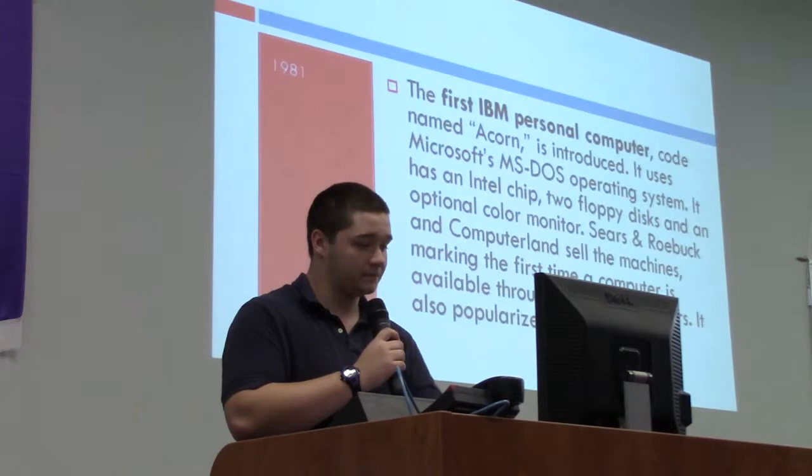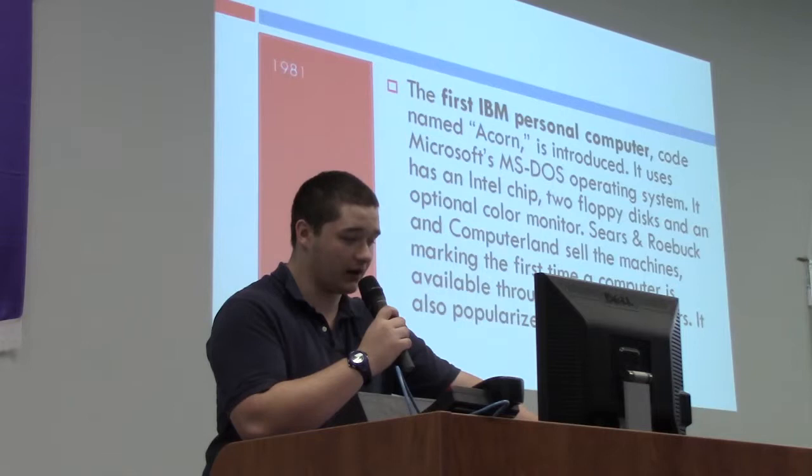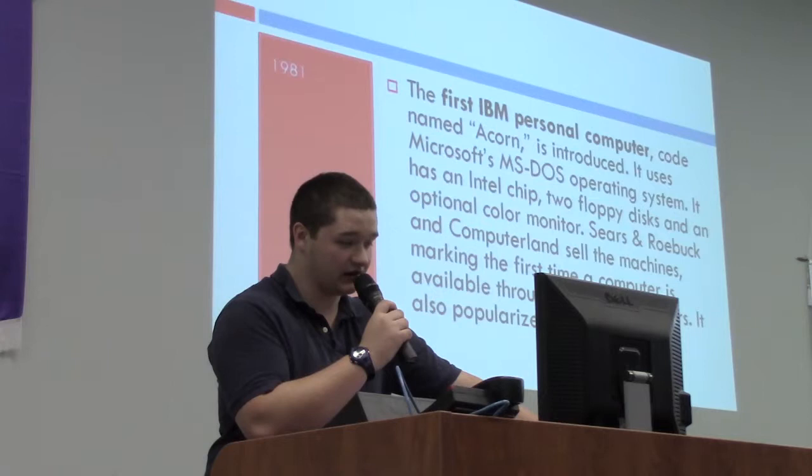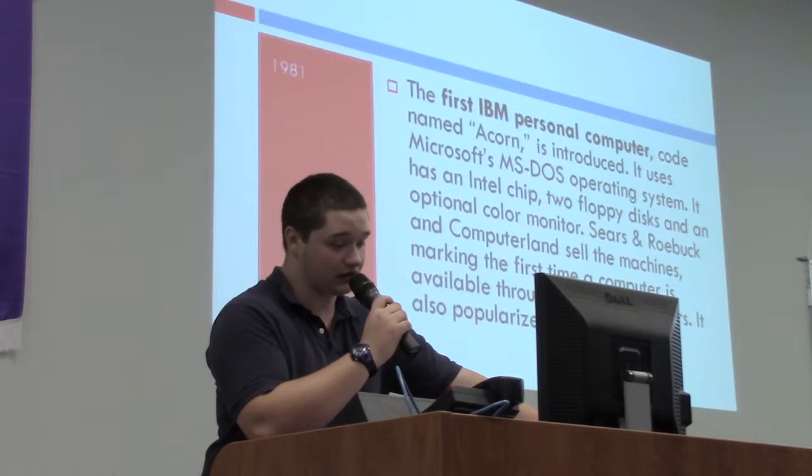In 1981, the first IBM personal computer, code-named Acorn, was introduced. It used the Microsoft MS-DOS operating system. It had an Intel chip, two floppy disk drives, and an optional color monitor. Sears and Roebuck and ComputerLand sold the machines, marking the first time a computer was available through outside distribution. It also popularized the term PC.